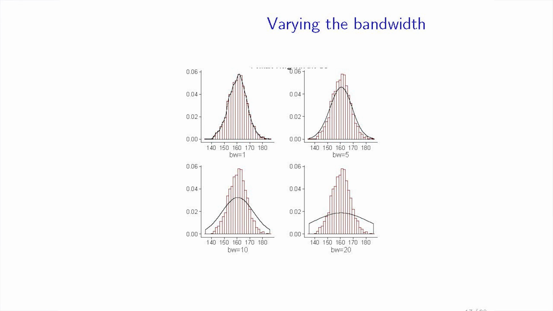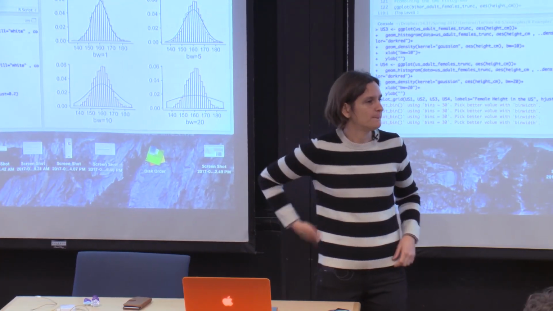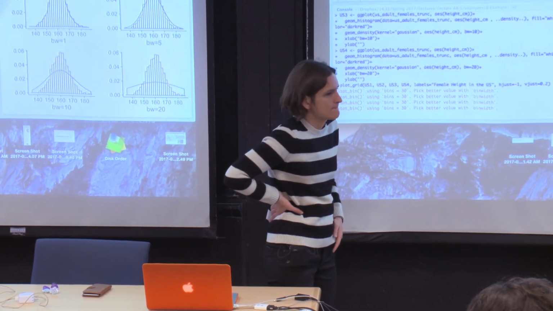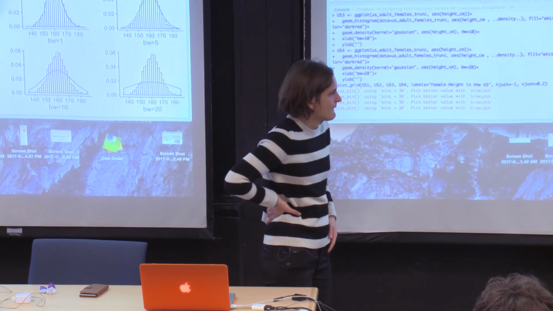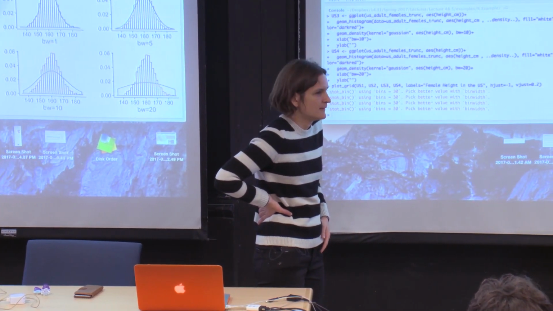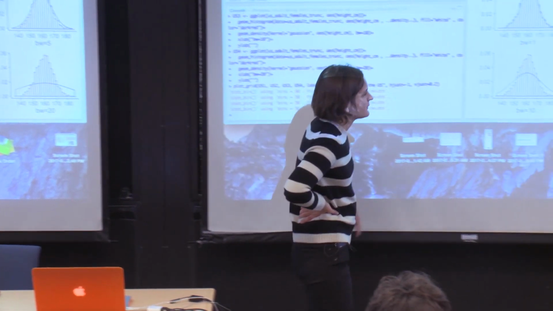So what do you think about these bandwidth choices? Yeah. It seems like it would be a bad idea to have the bandwidth extending beyond the range of the data. Like yeah. It shouldn't be ever above 0. Yes, extending above the range of the data.